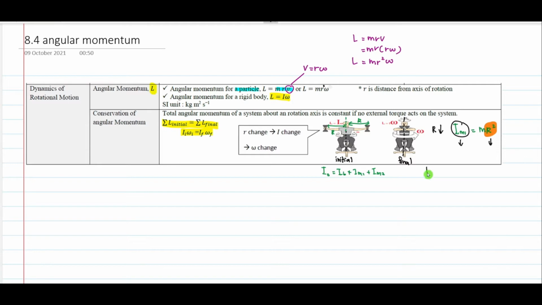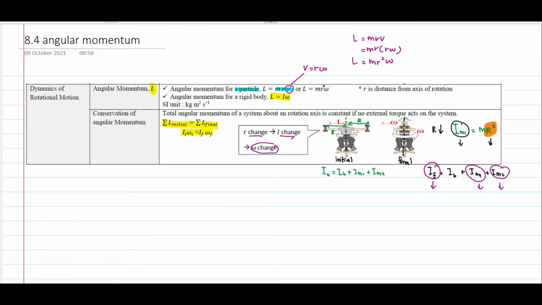So we can write that I final would be equal to I of a body, which is for the man, plus I m1 plus I m2. For the final case, since r is decreasing, I also decreases. Therefore, the final moment of inertia should be decreased. So when r changes, I also changes, and omega is also changing.